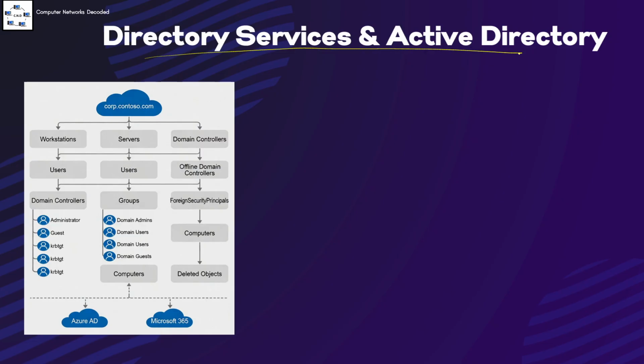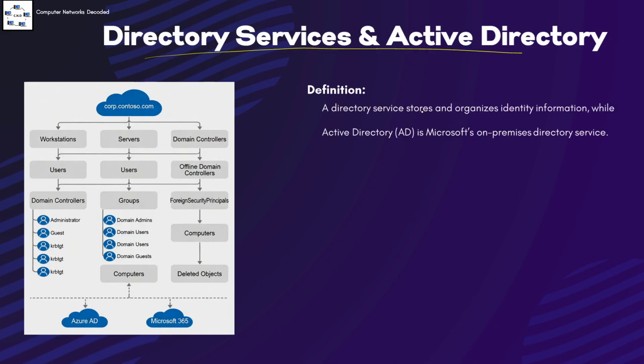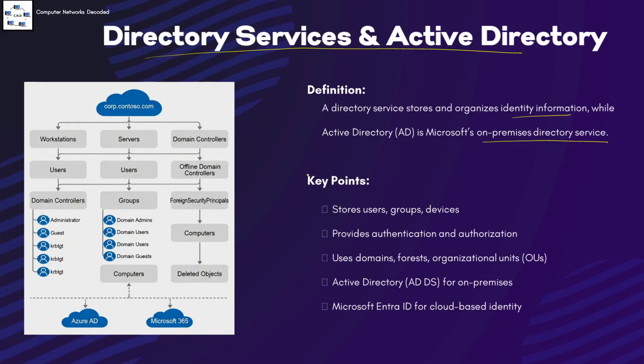Directory services and Active Directory. A directory service stores and organizes identity information, while Active Directory is Microsoft's on-premises directory service. Key points: it stores users, groups, and devices. It provides authentication and authorization. It uses domains, forests, and organizational units, also known as OUs. Active Directory Domain Services is for on-premises, while Microsoft Entra ID is for cloud-based identity.